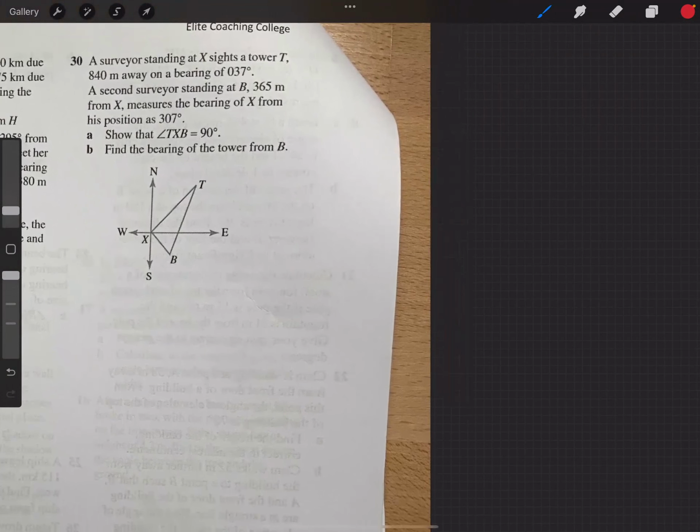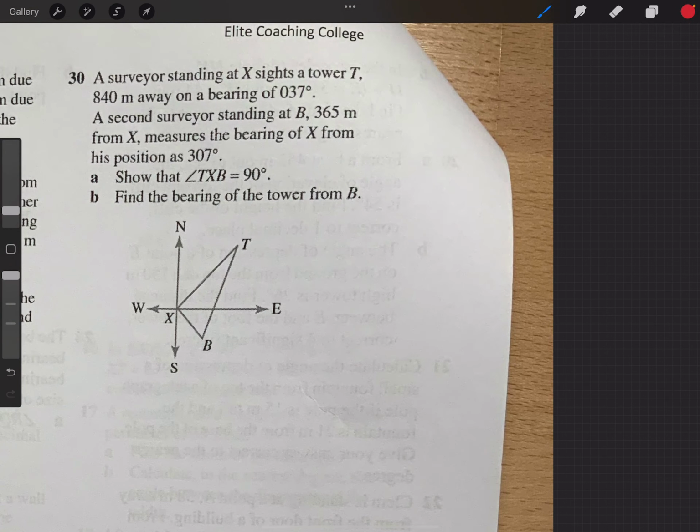Question 30 says a surveyor standing at point X. Oh, they actually gave us a diagram. Excellent. Okay, let's see. At point X sights a tower 840 meters away, so tower T, on a bearing of 37 degrees. So that means from X we're looking at the tower at 37 degrees.